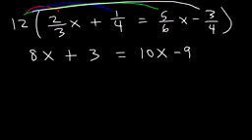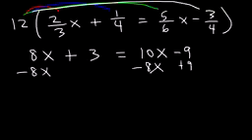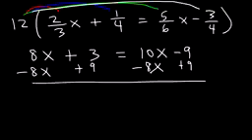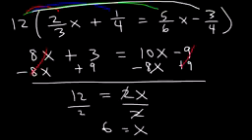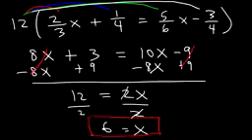So now we could solve for x. Let's subtract both sides by 8x. And let's add 9 at the same time. 3 plus 9 is 12. 10x minus 8x is 2x. Now all we need to do is divide by 2. So 12 divided by 2 is 6. And that's the value of x in this example. So when you have fractions and you want to solve a linear equation, it helps a lot if you clear away the fractions first.